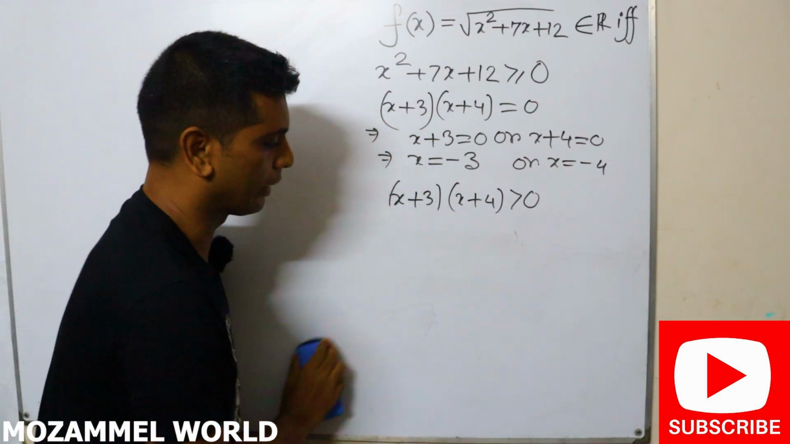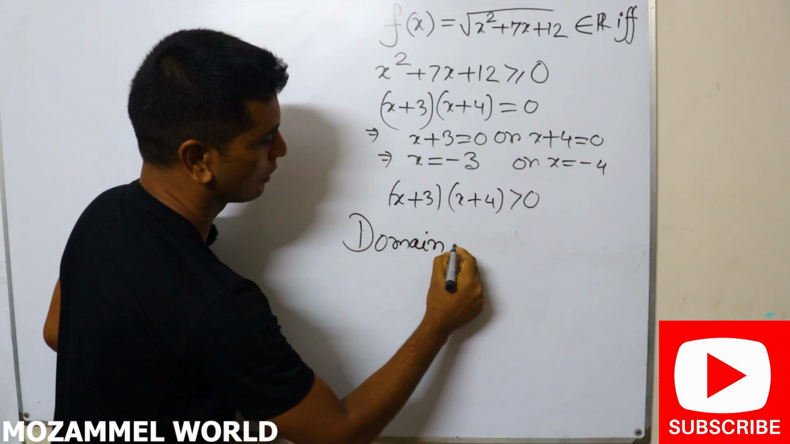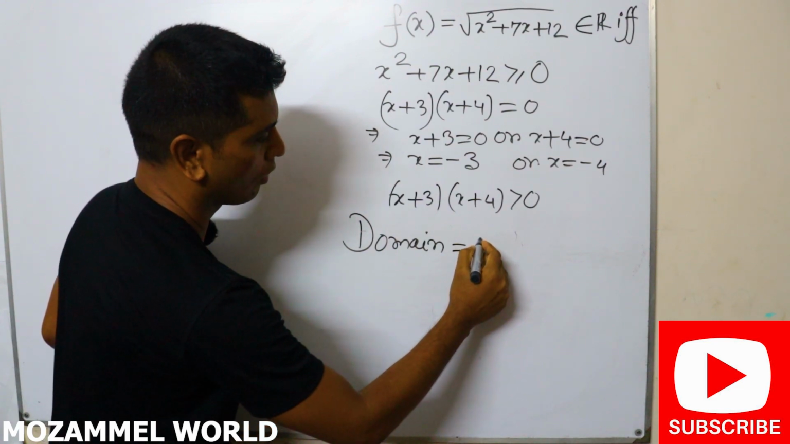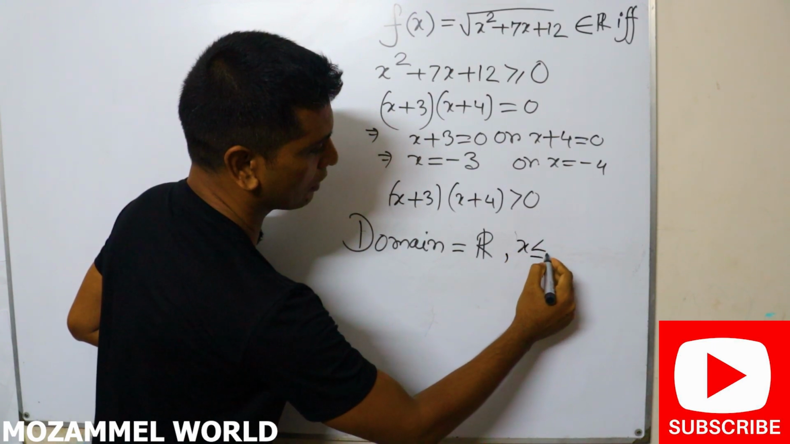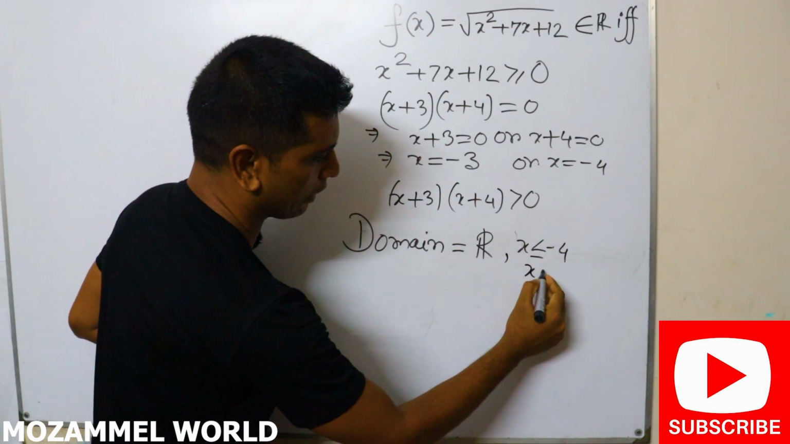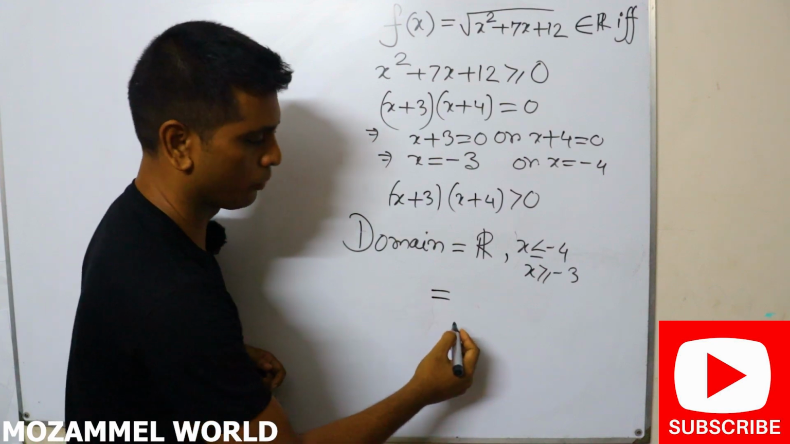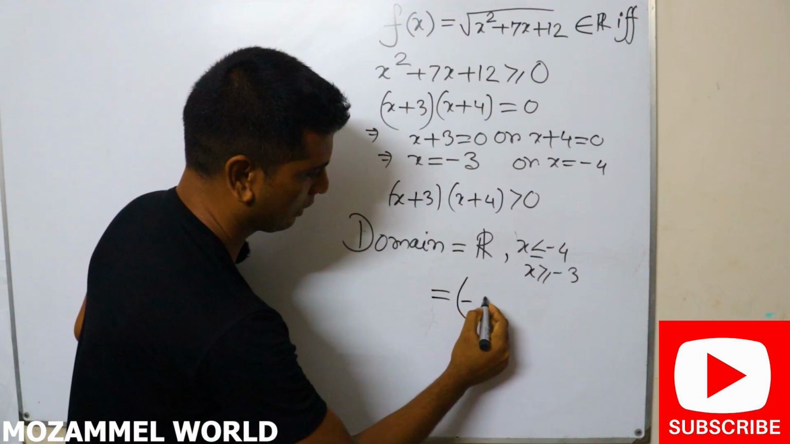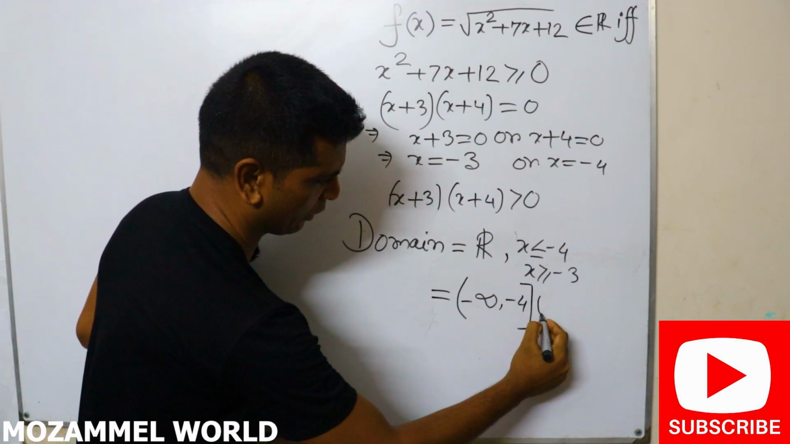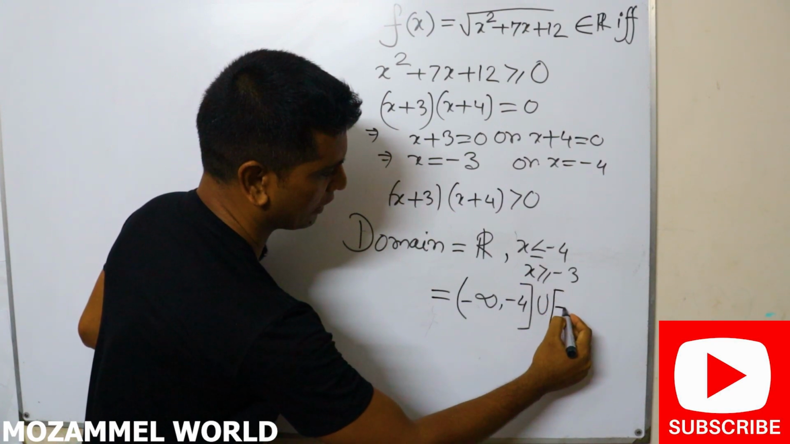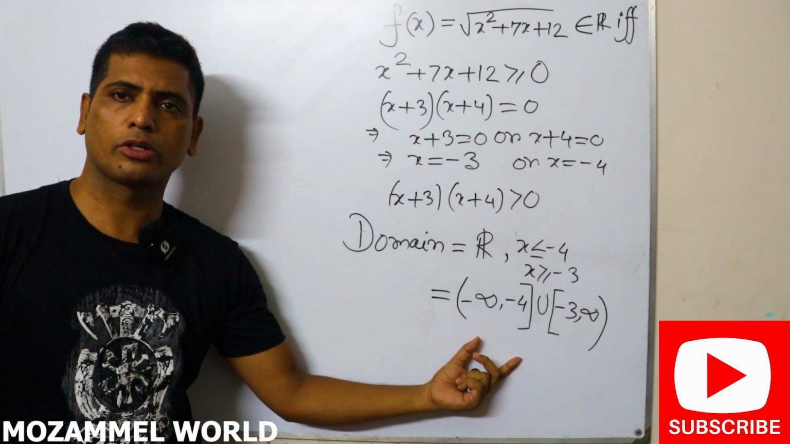So what is our domain? Our domain equals all real values x less than or equal to minus 4 and x greater than or equal to minus 3. I can write this domain in another way: minus infinity to minus 4 union minus 3 to plus infinity. So this is our domain.